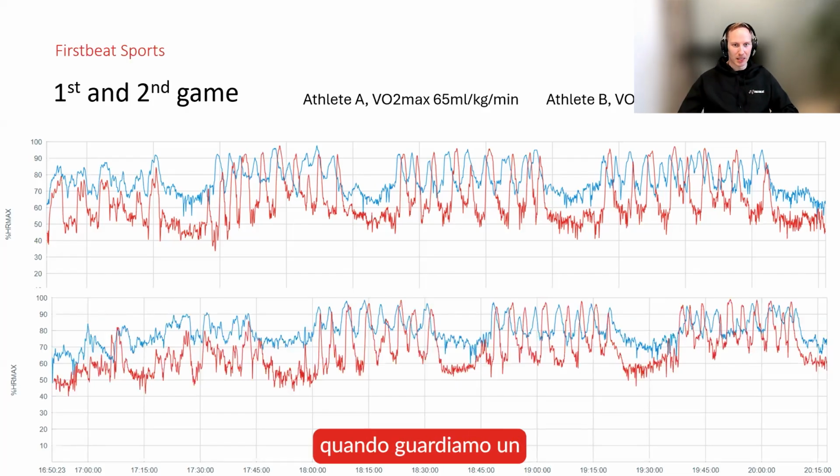And when we look a little bit closer, we see that the red athlete is recovering roughly to 50 or 60% of heart rate max, while the blue athlete is more in the range of 70%, even 80% of heart rate max during the shifts. So that's a quite big difference between these two athletes.